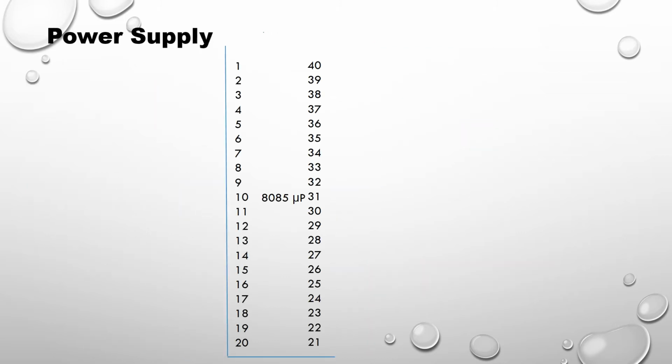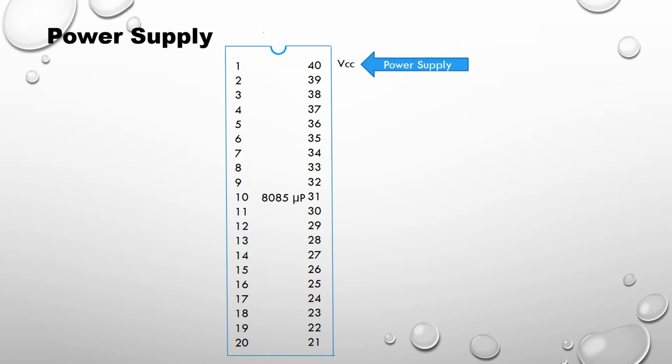Firstly, the power supply. As we know, each and every IC requires a power supply for its operation. The microprocessor requires a plus 5 volt DC power supply for its operation. If I am giving a power supply, it has two terminals, a positive and a negative. The positive terminal is given to pin number 40, that is VCC, and the negative terminal to pin number 20, VSS, which is grounded.